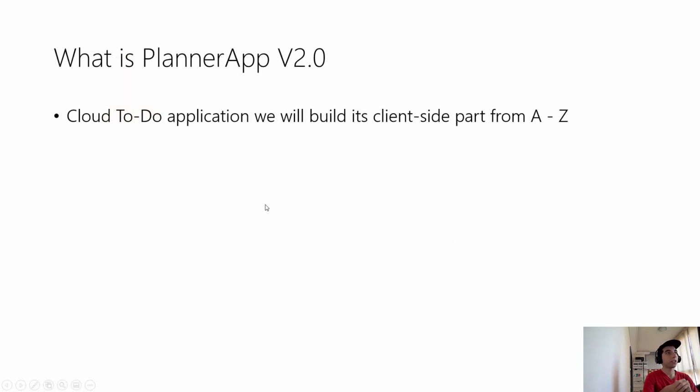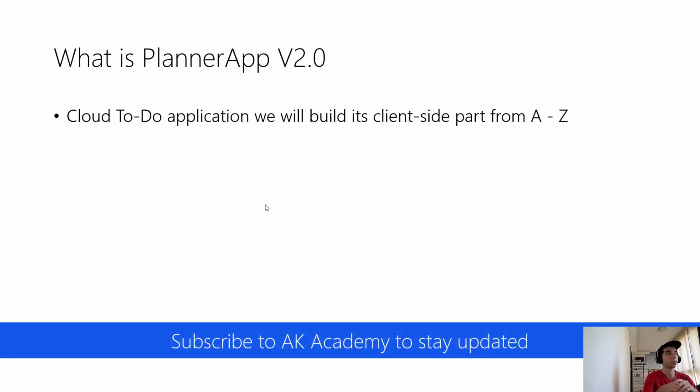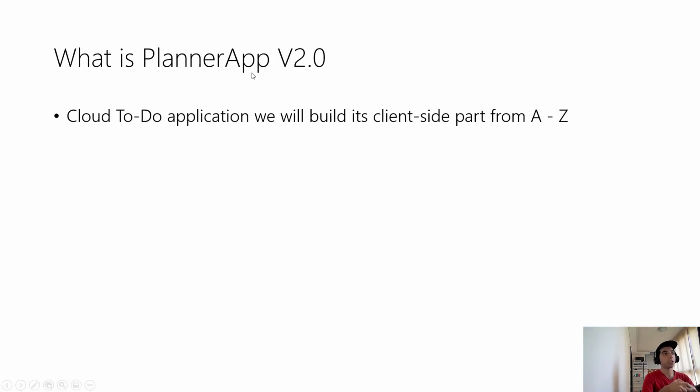So what's PlannerApp version 2? If you are new to Blazor, maybe this is the first time you see this. But if you have already searched for Blazor before, you have definitely seen PlannerApp version 1, which is a to-do application that we built last year when Blazor was still in preview. It was good. It got somehow the biggest number of views on my channel.